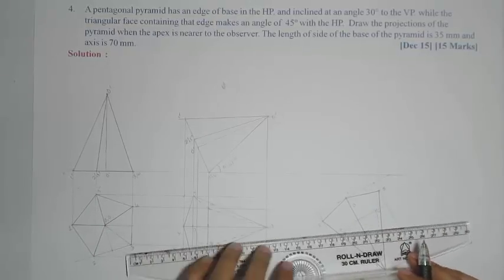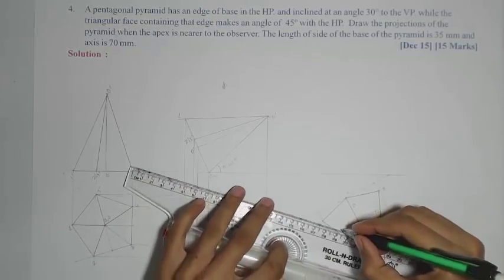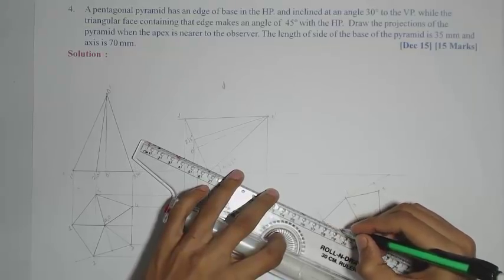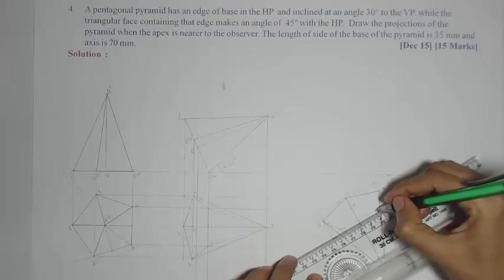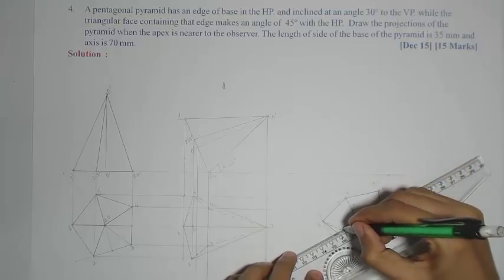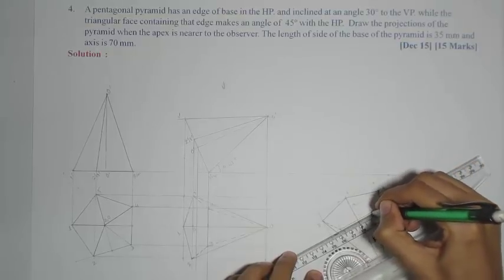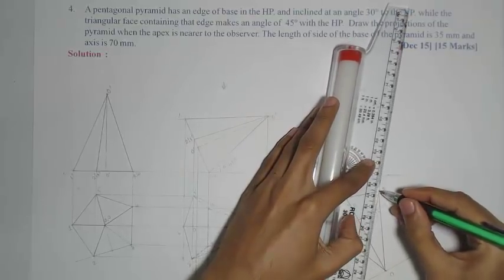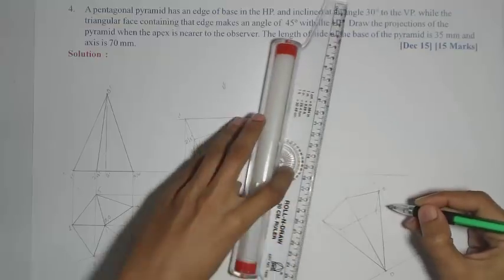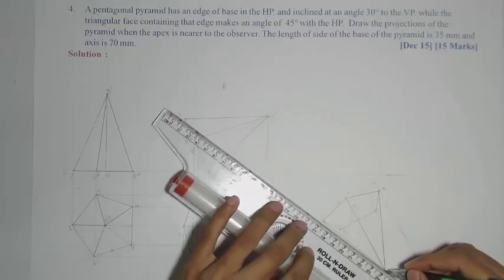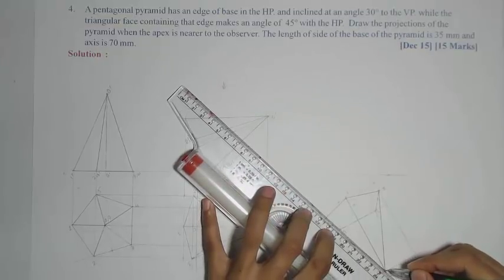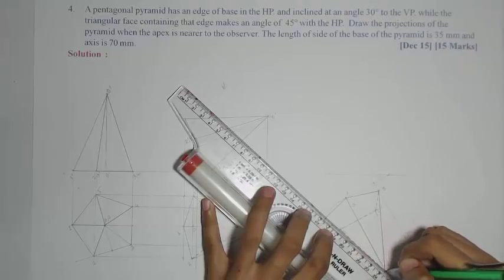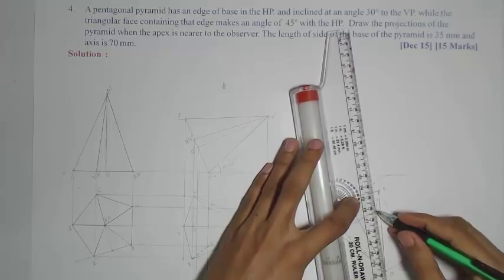Now the remaining edges are dotted. So 2 to 3 dotted again, 3 to 4 dotted, 4 to 5, and the remaining 2 slant edges, 4 to 3 and 4 to 4.